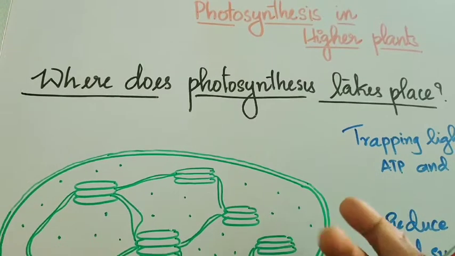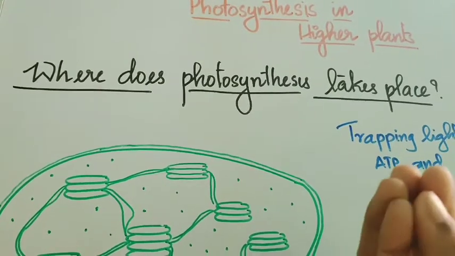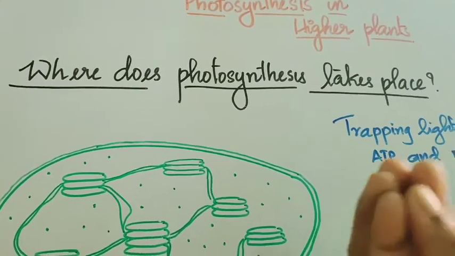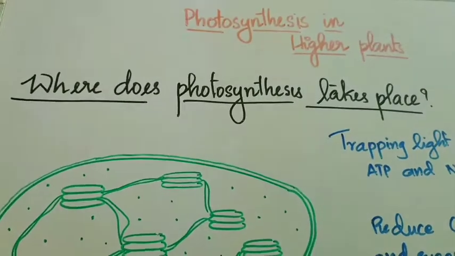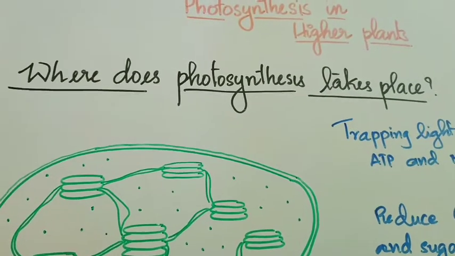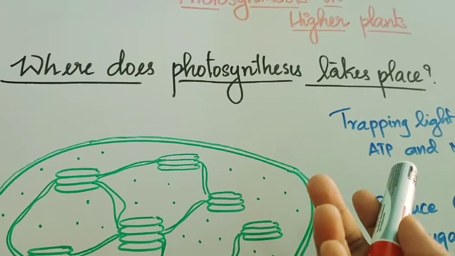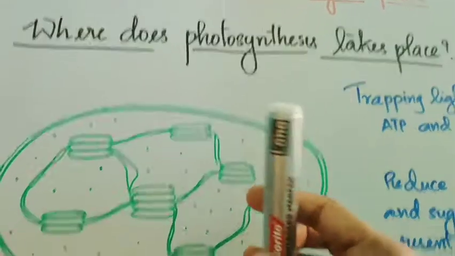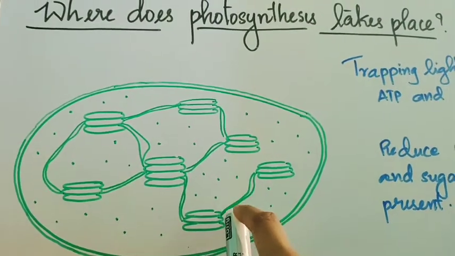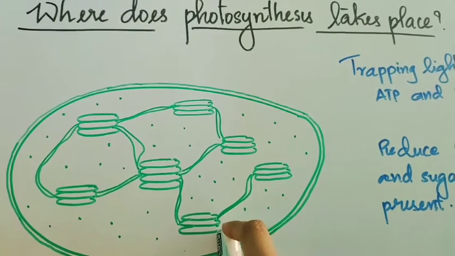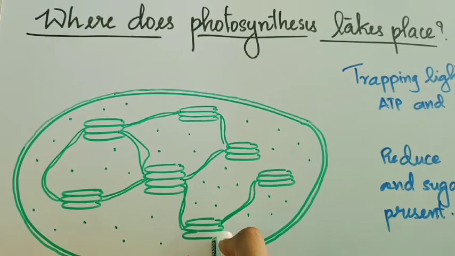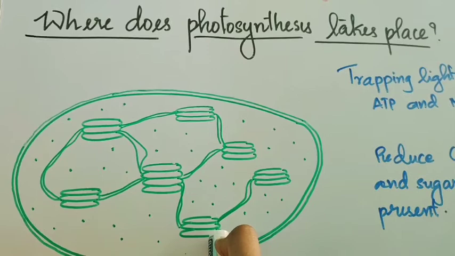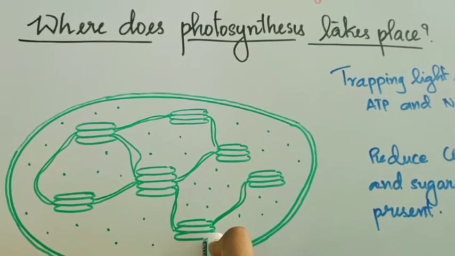But where in the leaves? What exactly is it that is present in the leaves which enables them to perform this function of photosynthesis? They are green in color. Why are they green in color? Because of the presence of a pigment called chlorophyll. Chlorophyll is present in the green plastid called chloroplast.